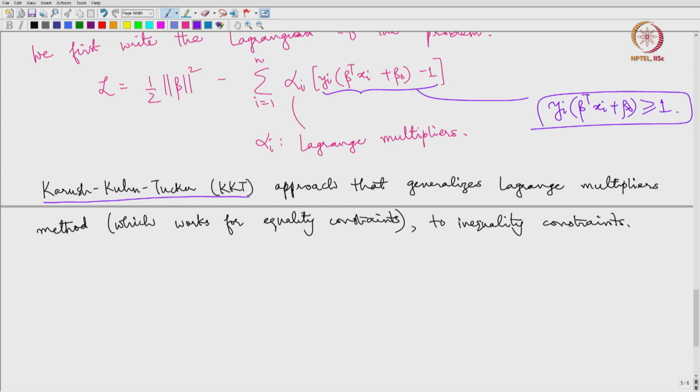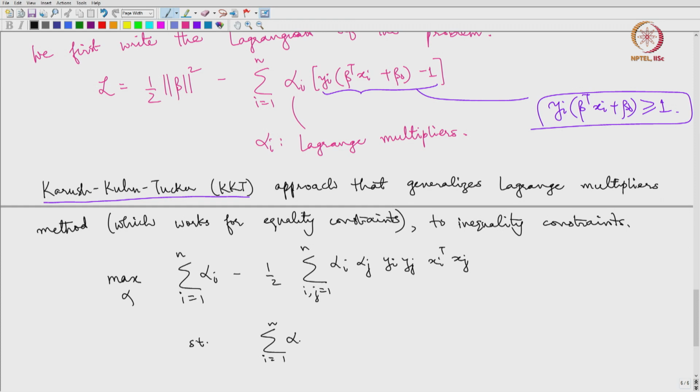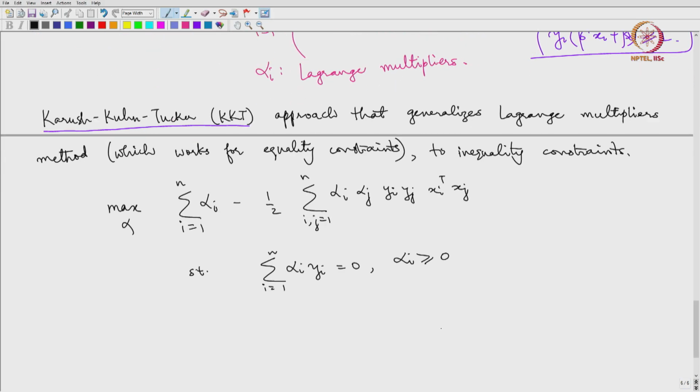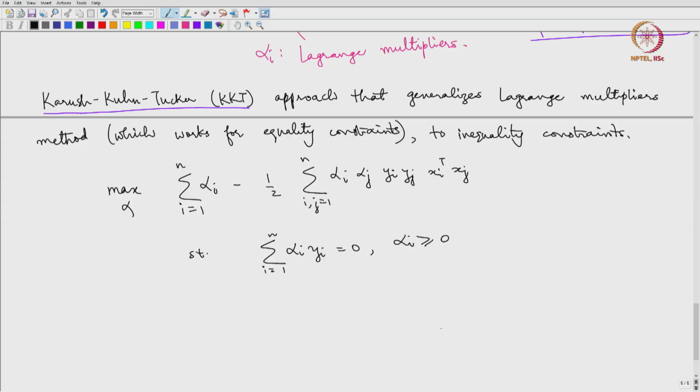Okay. So, what we do here is that we solve the dual problem, which is max over alpha of the sum i going from 1 to n of alpha i minus half of the sum i, j going from 1 to n of alpha i alpha j yi yj xi transpose xj, such that the sum i going from 1 to n of alpha i yi equals 0 and alpha i is greater than or equal to 0. Okay.